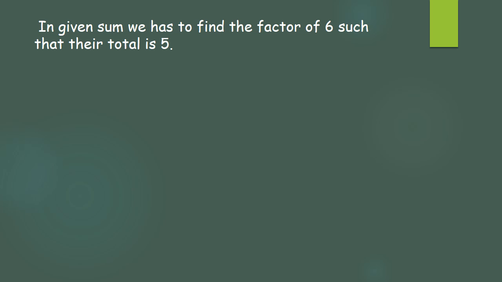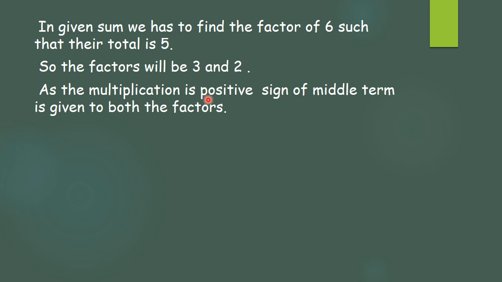So in this case, we require factors of 6 such that the total will be 5. Now what are the factors of 6? The factors of 6 are 6 and 1, but 6 plus 1 is 7, so these factors are not suitable. Now we go for other factors. Other factors are 3 and 2, and 3 plus 2 is 5. So the factors will be 3 and 2.